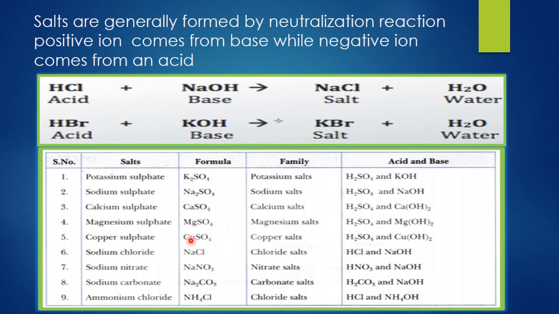Now if you observe this table, some salts are given, with their formulas, their family, and the acid and base from which they are formed. If you know the formula of any salt, you can find out the acid and the base from which it is formed. Take the example of magnesium sulfate. Magnesium, being a metal, forms a positive ion, and the positive ion always comes from a base. So magnesium sulfate is formed from the base magnesium hydroxide, while the negative part, the sulfate ion, comes from an acid, sulfuric acid. So if you know the formula, you can tell the acid and base from which that particular salt has been formed.